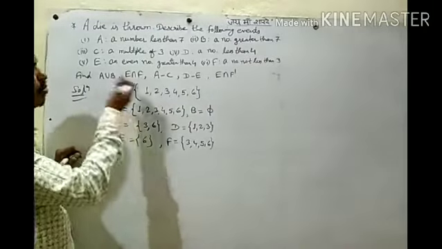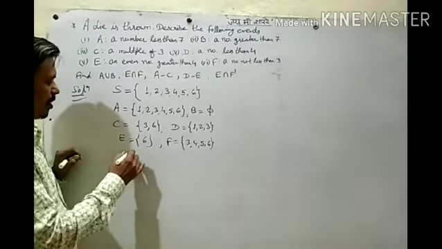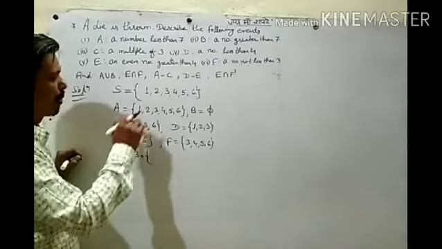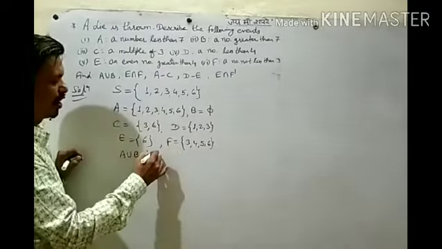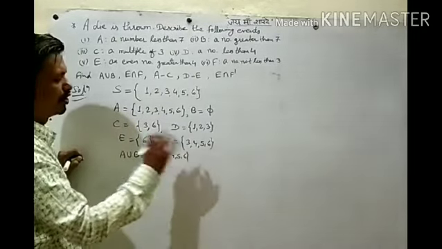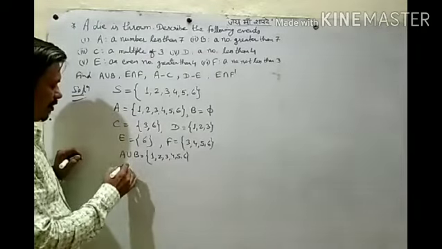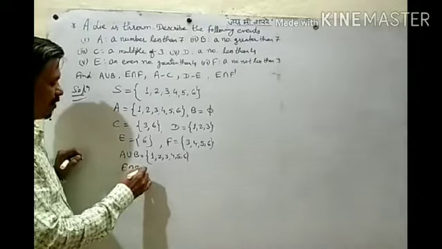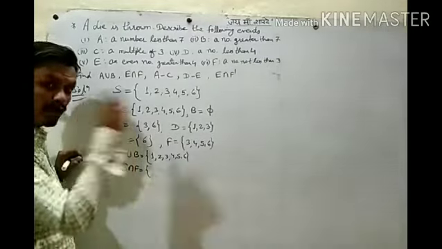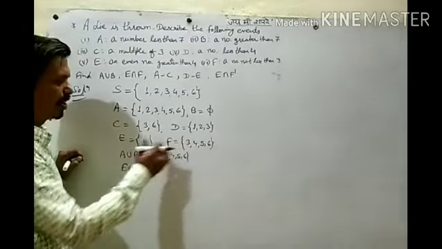Now we need A or B, and we know how to find it. Write all the elements of A and B both. If I write, we get 1, 2, 3, 4, 5, 6. Then E and F, E intersection F. All the common elements of E and F will come here. Only one element is common, 6.